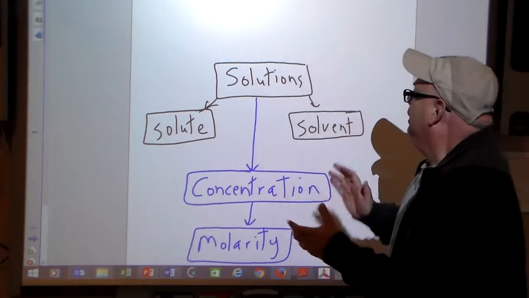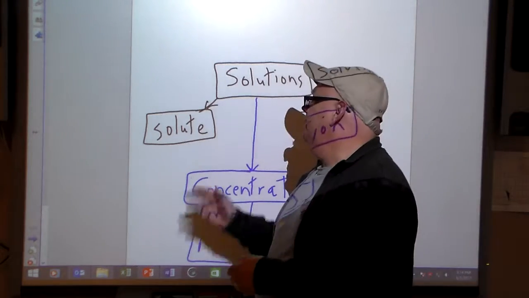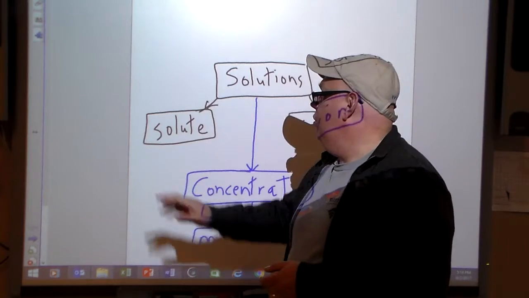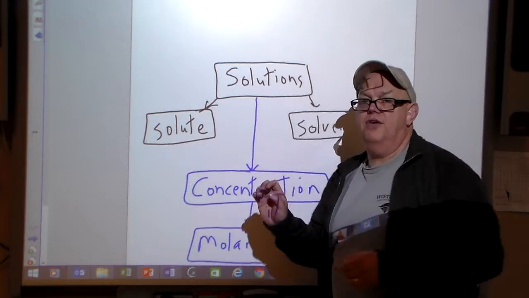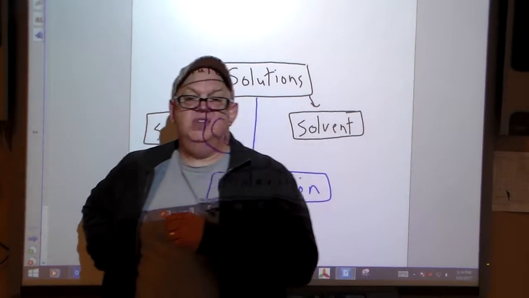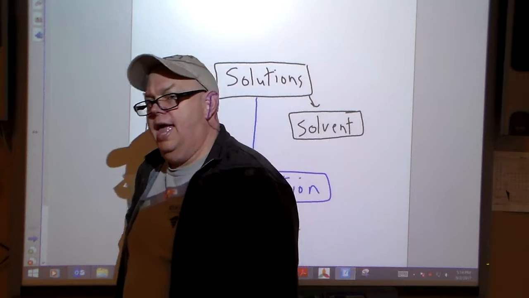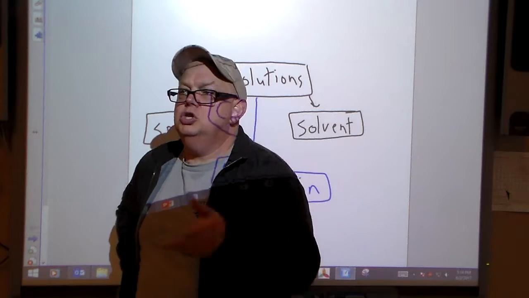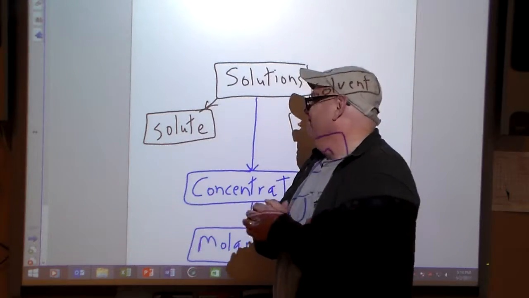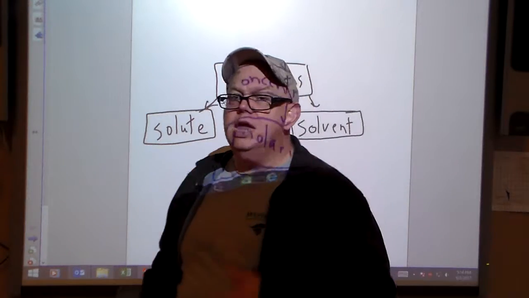For Chapter 12, basically, we talked about the idea of solutions. And you have two basic parts of solutions. You have the solute, you have the solvent. The solvent is what does the actual dissolving. Examples of solvents would include things like acetone and water, which you don't put in a metal cup and put in a microwave oven. I learned the hard way. The solute is what's actually getting dissolved.